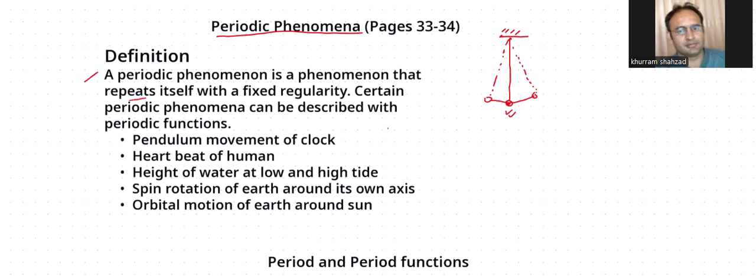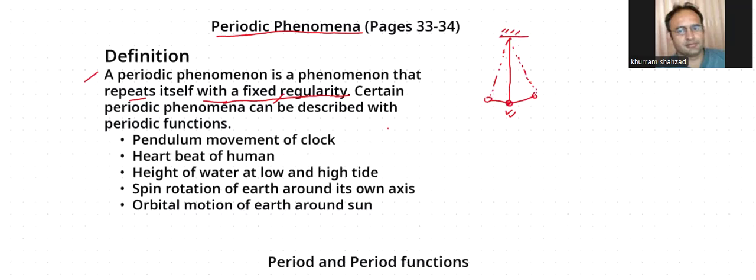with a regularity, fixed regularity. Certain periodic phenomena can be described with periodic functions. A periodic phenomenon is a phenomenon which repeats itself after some regular interval of time, after some fixed period of time. The same phenomenon is repeated. So, such a phenomenon is called a periodic phenomenon.